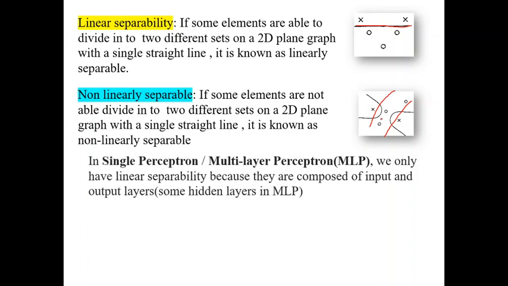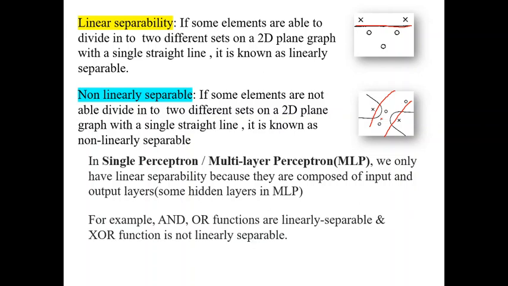In a single perceptron layer, we have only linear separability because it is composed of input and output layers. If it is a multi-layer perceptron, we may have hidden layers. AND gate and OR gate functionality can be represented with linear separability, whereas XOR is not linearly separable.